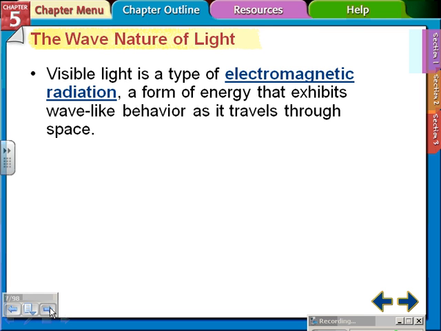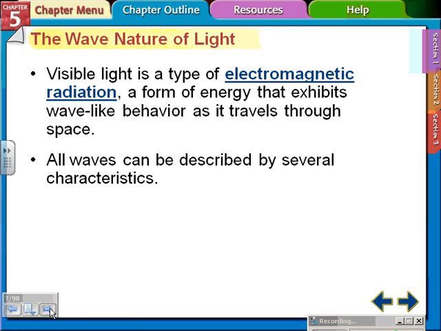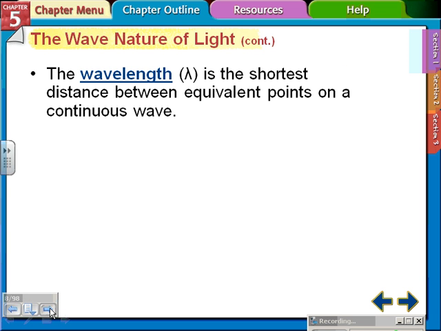Visible light is a type of electromagnetic radiation, and you might not think of light as radiation, but it actually is, and it's a form of energy that exhibits wave-like behavior. So we need to understand waves before we can fully understand this model. These are the characteristics of waves that you will need to know.